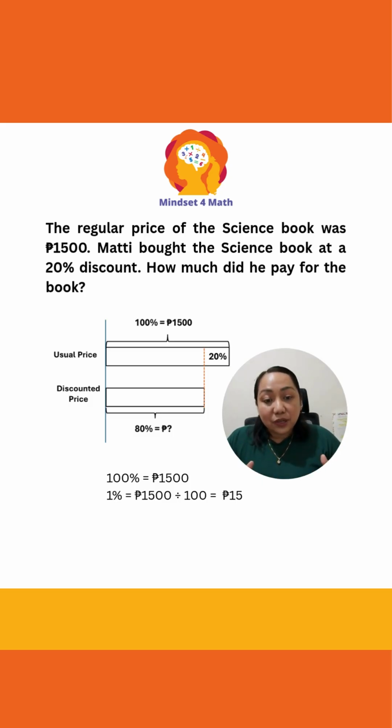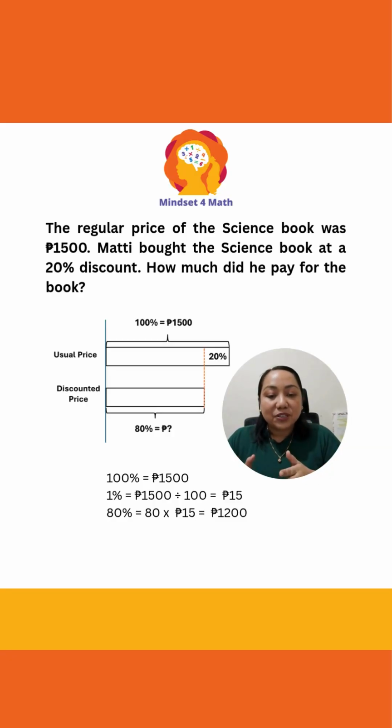So first, we know that 100% is 1,500. So to get what 1% is equal to, all I have to do is to divide 1,500 pesos by 100. And the answer is 15 pesos. So that means that 1% is equal to 15 pesos. Now that we know what 1% is equal to, we can now compute for 80%.